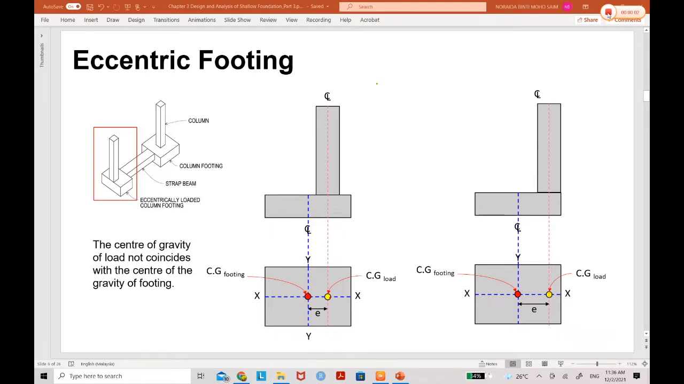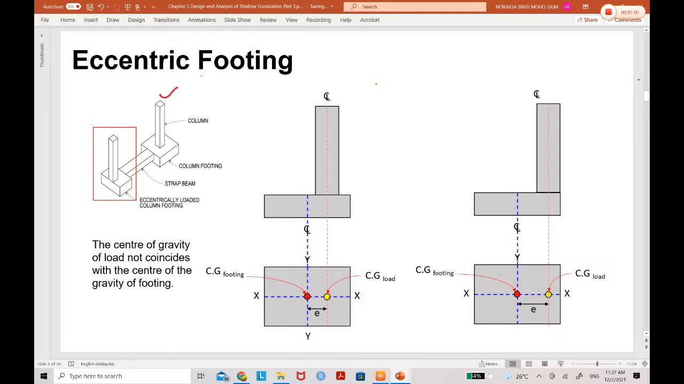Hi everyone, in this video, I will explain how to determine the effective dimension of the foundation to calculate the ultimate bearing capacity for two-way eccentricity loaded foundation. What is eccentricity?